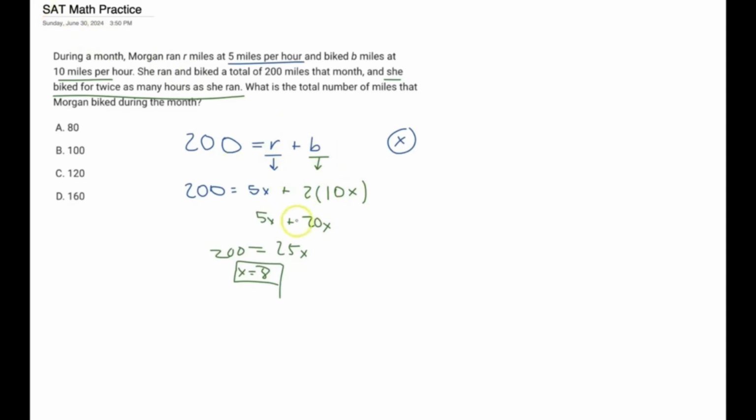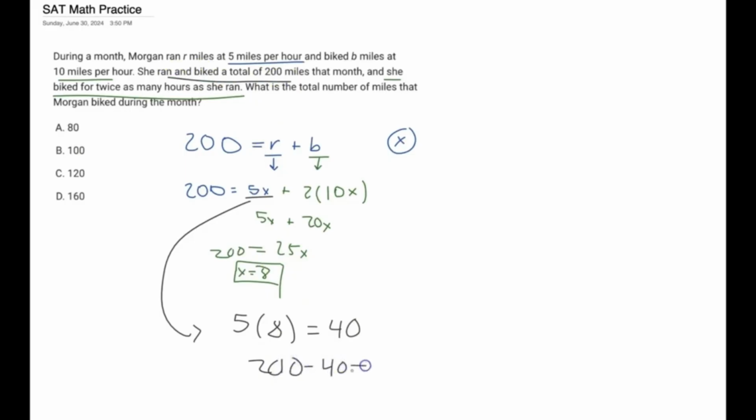Now why? Well, because we can plug this back into the 5x here. So we know that she runs 5 miles per hour. So if she's doing the activity for 8 hours, that's 8 times 5, so that's 40 miles. And we know in total, she ran and biked a total of 200 miles. And so 200 minus 40 is 160 miles. And so that is our final answer. And there's another way you can check.